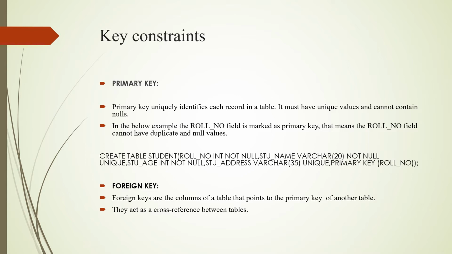Next one, foreign key. Foreign keys are the columns of a table that point to the primary key of another table. Foreign keys are used to connect two tables. They act as a cross-reference.